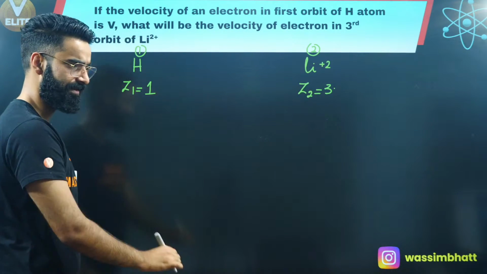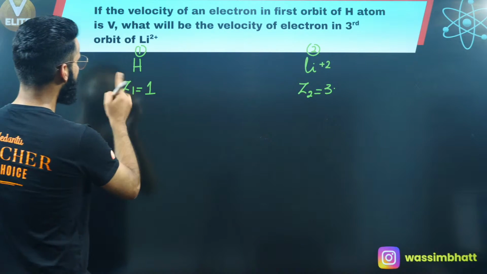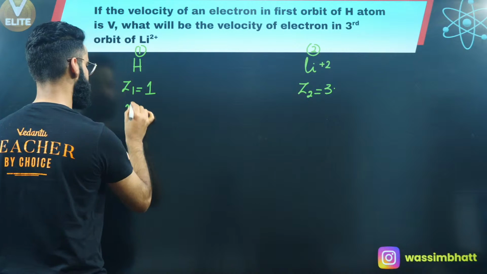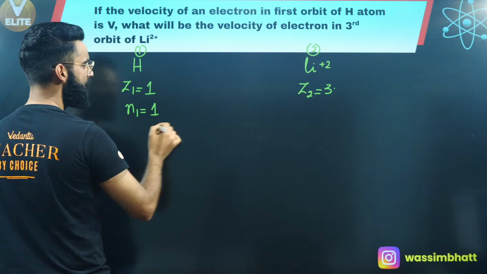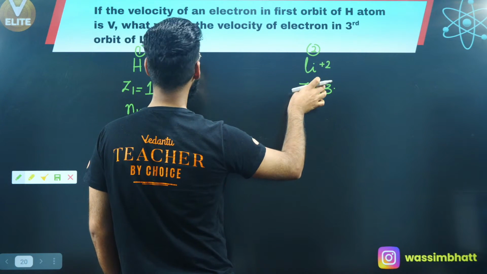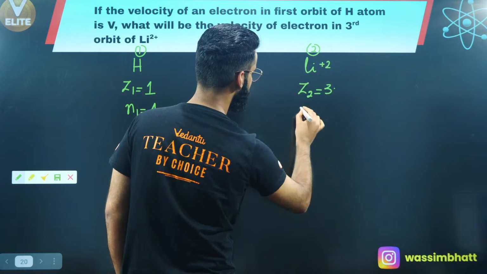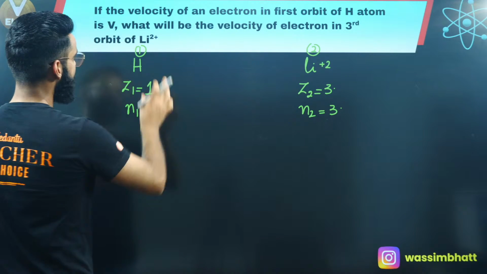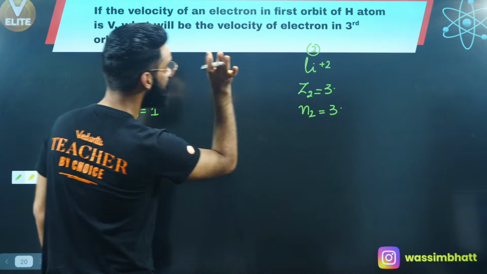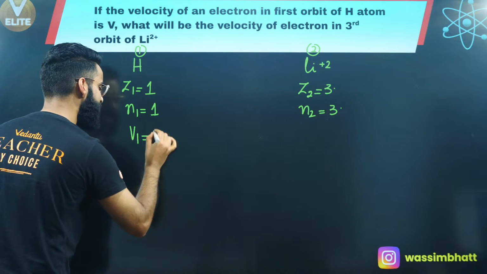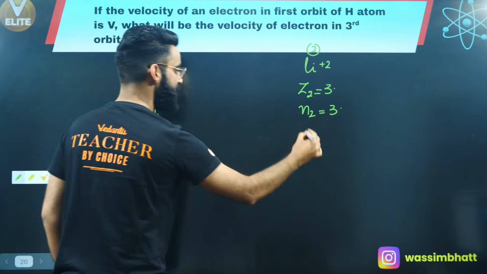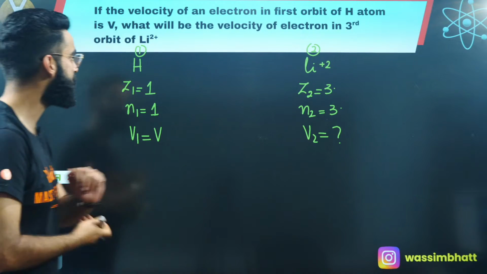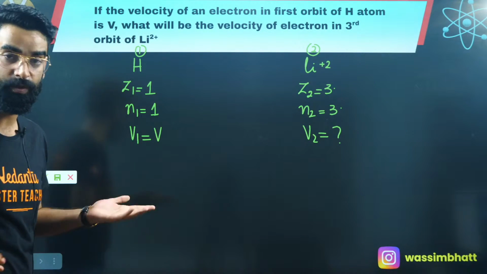Now, which orbit am I talking about of this hydrogen? I'm talking about the first orbit, so N1 is given as 1. Which orbit am I talking about in case of Li di positive? The third orbit, so the N2 value is 3. What do I need to calculate? The velocity of the electron in the first orbit of hydrogen is V1, which is equal to V. I need to calculate V2 in terms of V. That's what I need to check.